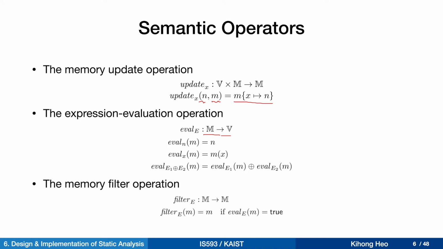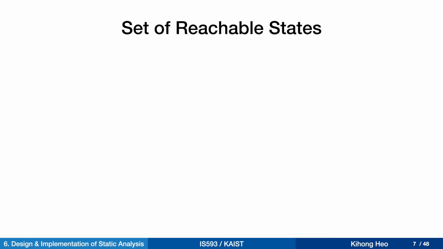And the memory filter operation will determine transitions at conditional branches. If the expression is evaluated to true under a given memory, then the output memory is defined as the same memory as the input memory. Otherwise, which means that if this expression is evaluated to be false, then the output memory is not defined, which means that there is no transition. Sometimes we interchangeably use this one instead of true. Now we are ready to define the concrete semantics.